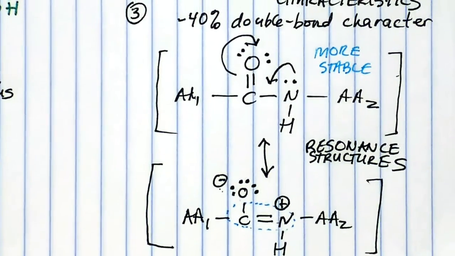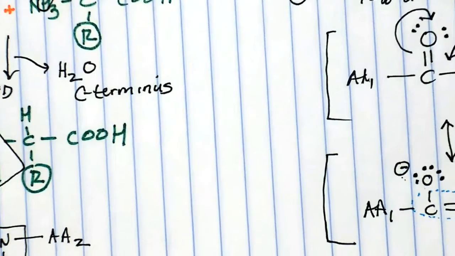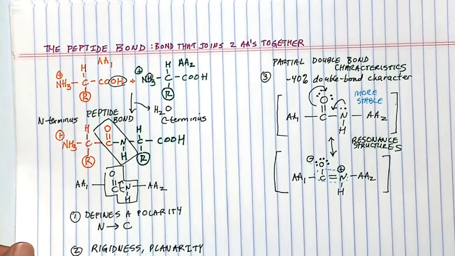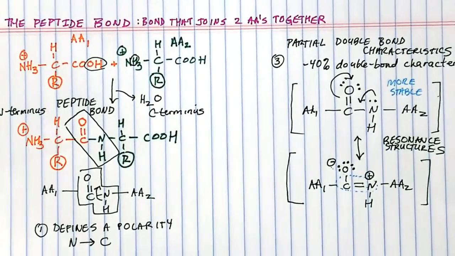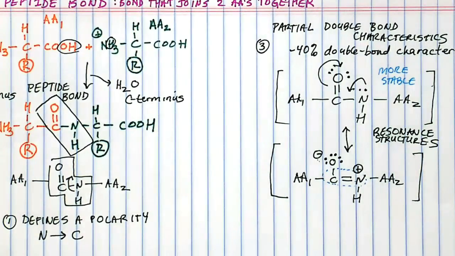All right. Less degrees of freedom, less rotation here, simply by the resonance allowing for a minor form having some double bond character between the carbon atom and the nitrogen atom. All right. So those are three main characteristics of the peptide bond that you should be aware of and familiarize yourself with. Once again, the peptide bond is C double bond NH, and it joins two amino acids together.